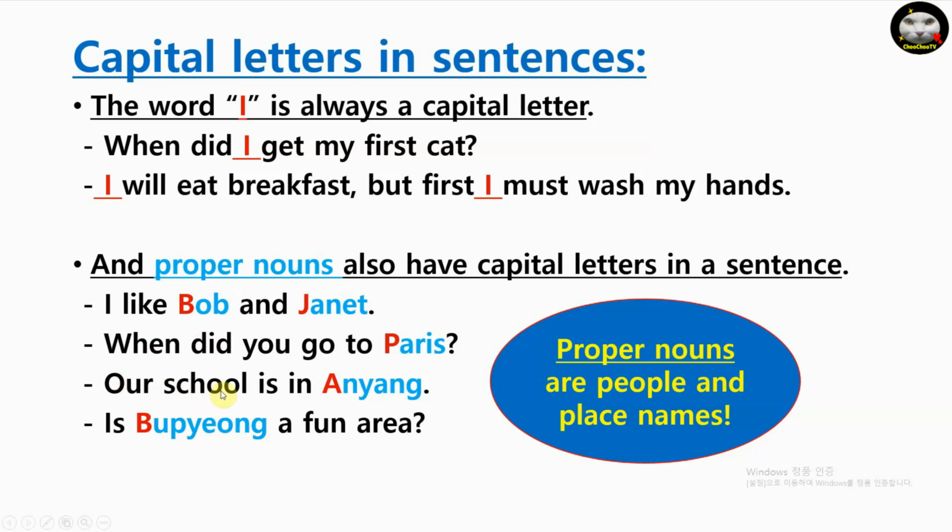Our school is in Anyang. This is also a city name. Is Bupyeong a fun area? Bupyeong is a neighborhood in the city of Incheon, so it is also a place name and gets a capital letter.